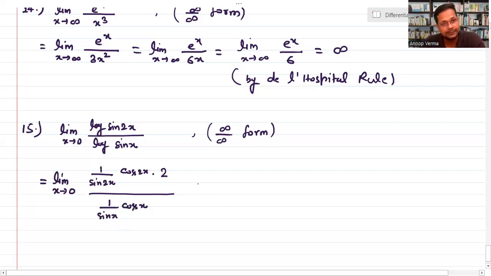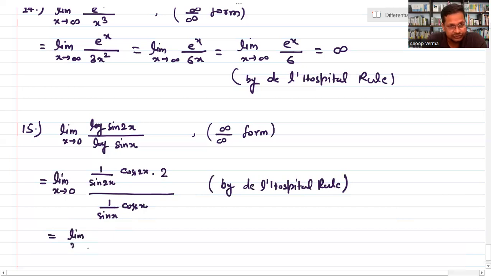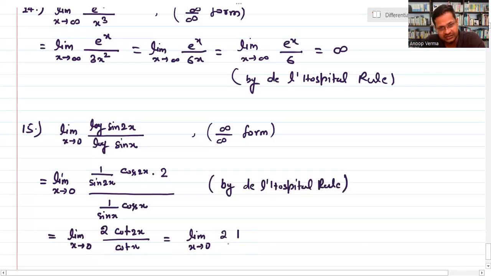Okay, next what you got from here, you simply have limit x tending to 0, this is cos over sin, so it will be cot 2x. This is 2 times cot 2x divided by cot x. You can say it looks like this: limit x tending to 0, and the 2 remains the same, tan x divided by tan 2x.